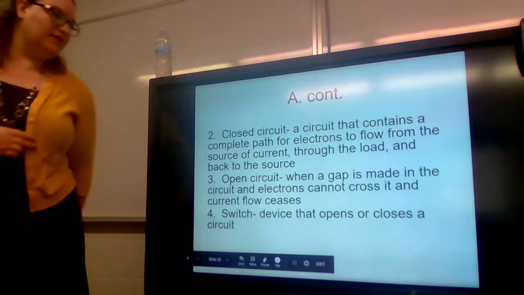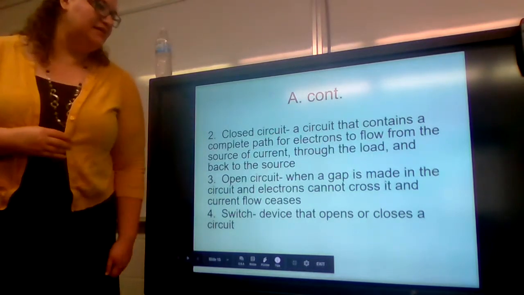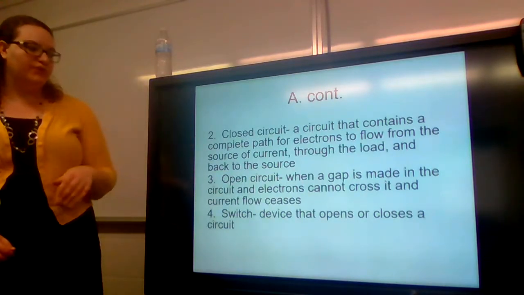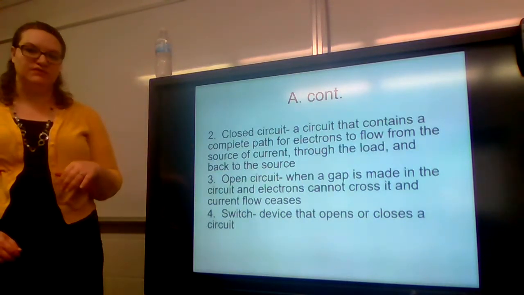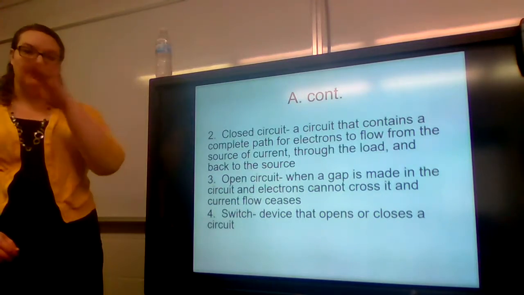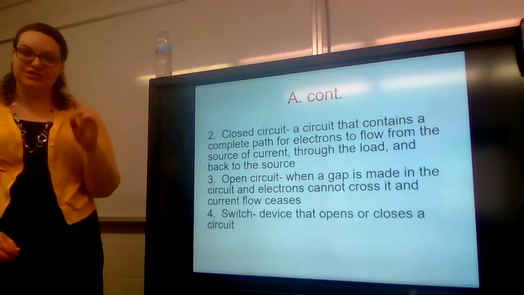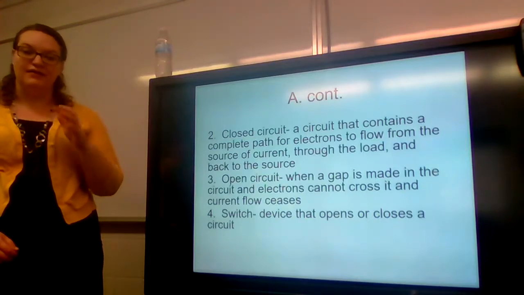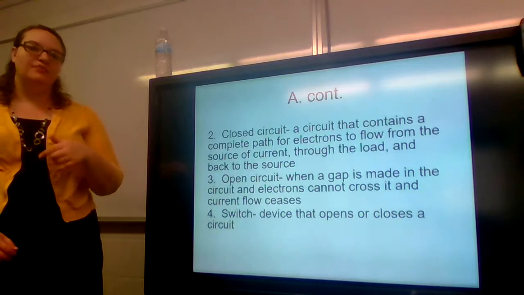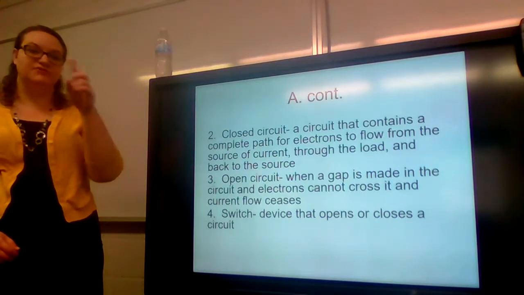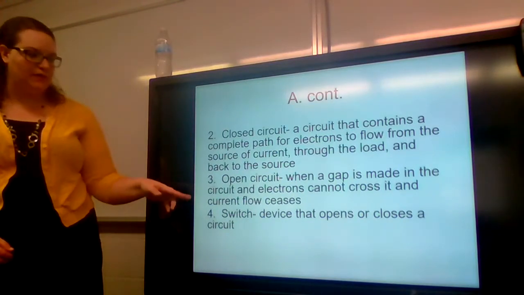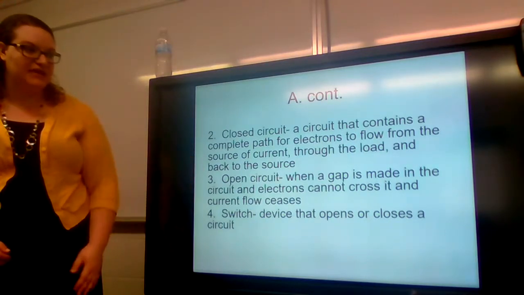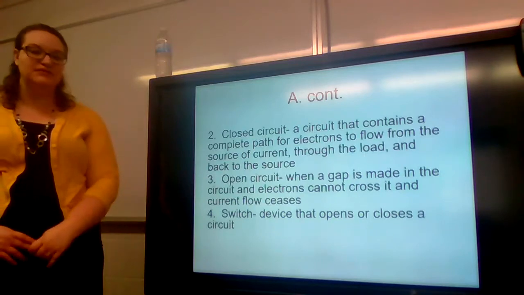All right, a closed circuit. This is a circuit that contains a complete path for electrons to flow from the source of current through the load and then back to the source, okay? So it can be laid out in a shape, but it makes a complete circle from start to finish. Again, remember, it can be laid out in any shape, but for sake of simplicity we're going to go with the circle, okay? And then you have an open circuit. This is when a gap is made in the circuit and electrons cannot cross it and current flow ceases, okay?